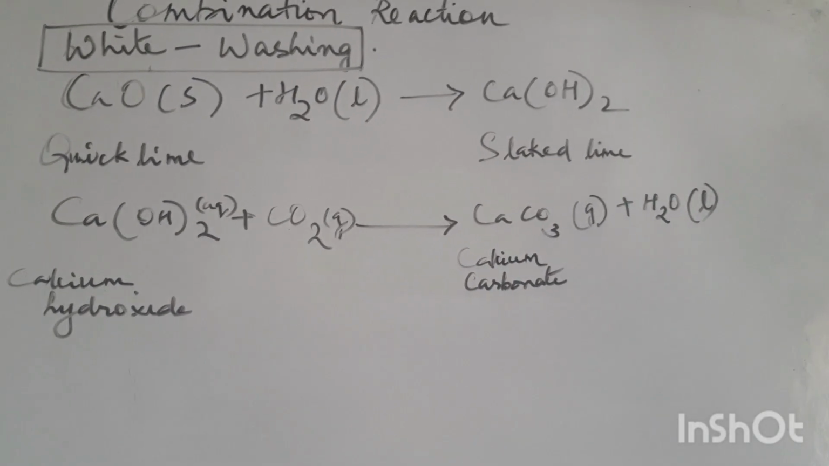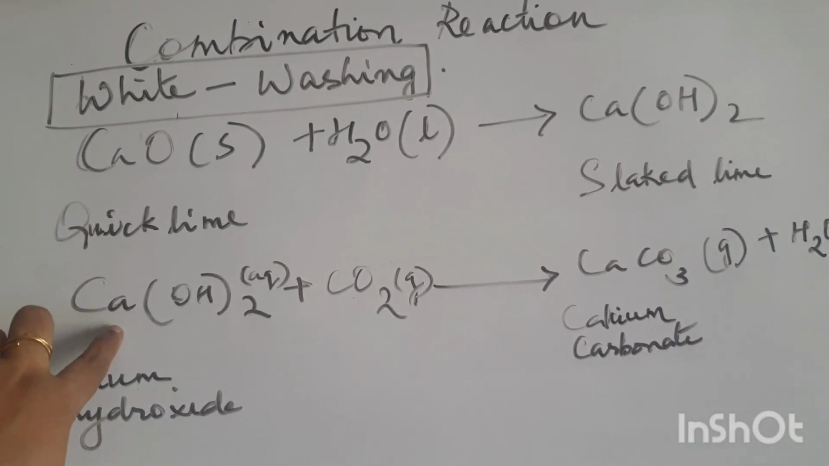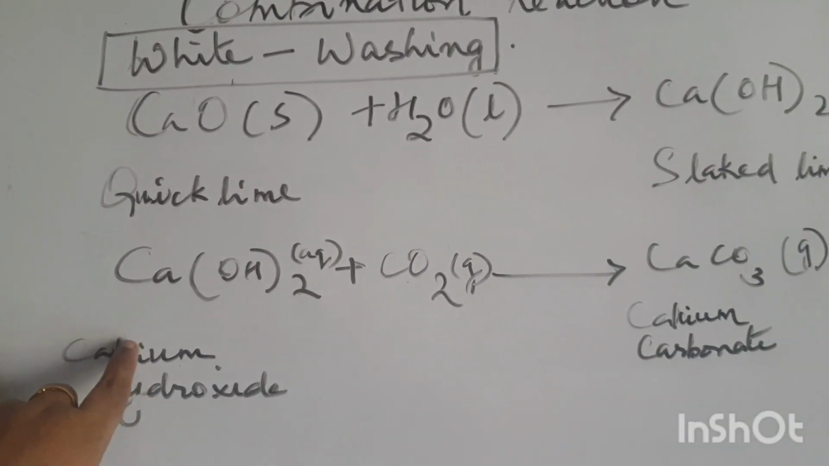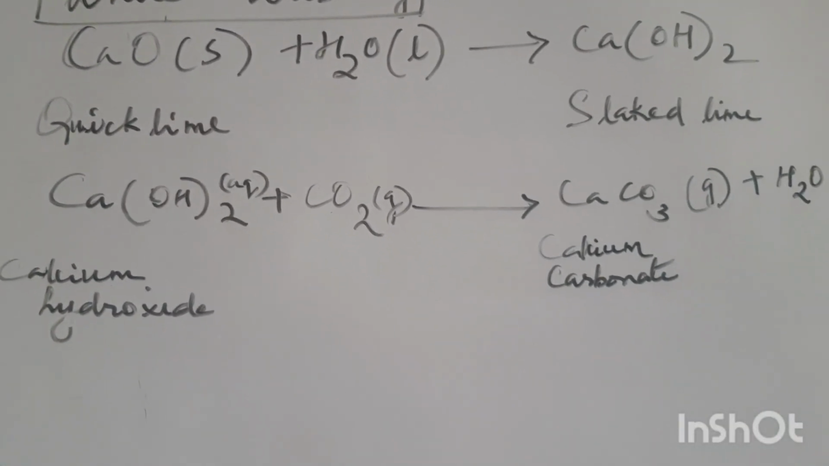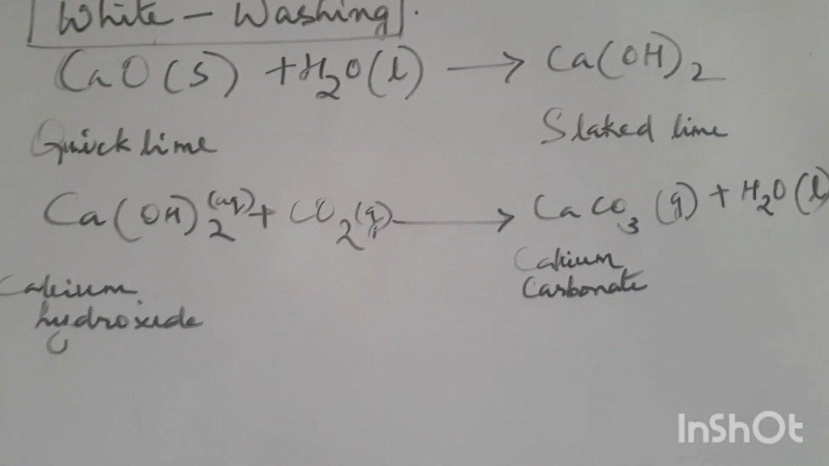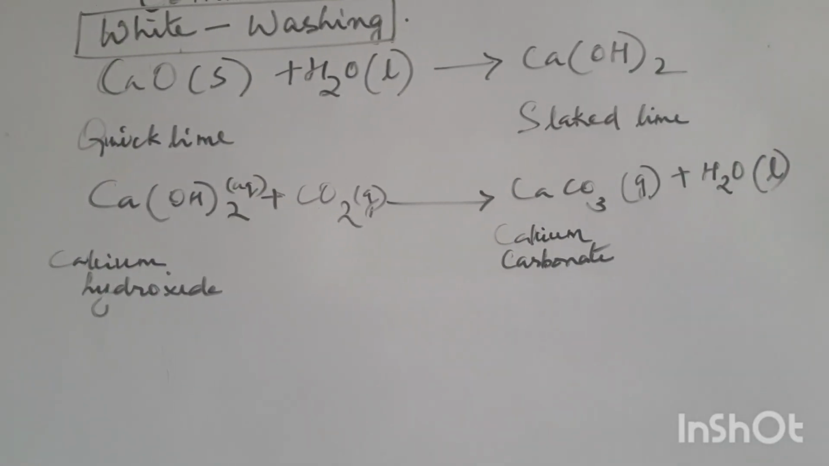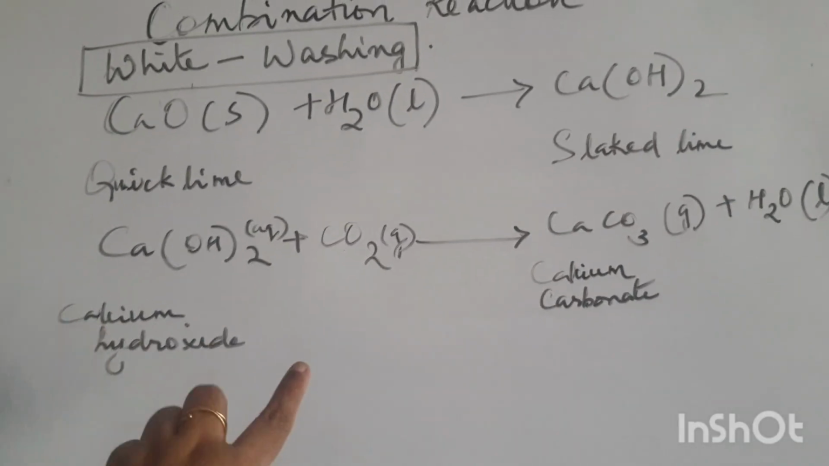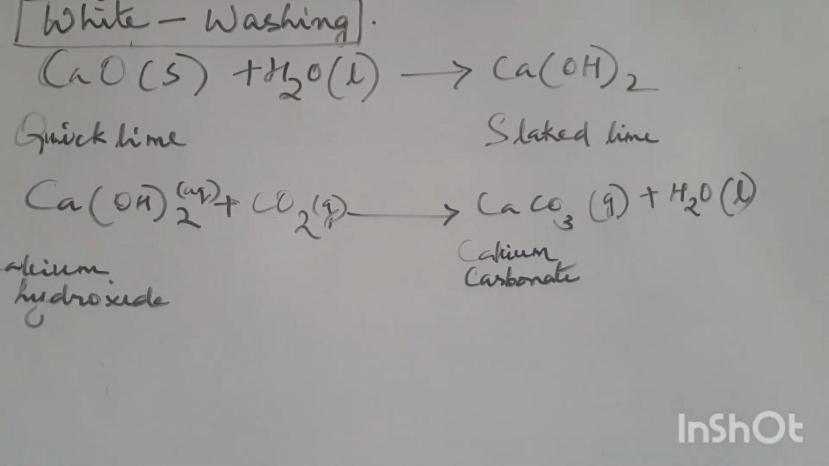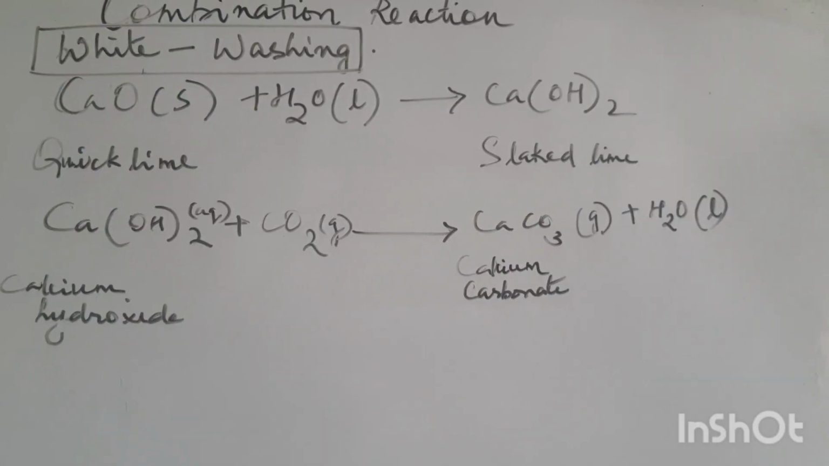Now what they do is they whitewash on the wall. On the wall they give a coating of calcium hydroxide, that is in aqueous state. You can write the state over there, aq. So what happens is that in the atmosphere there is a large amount of carbon dioxide, and this carbon dioxide reacts with calcium hydroxide to form the solid mass, that is calcium carbonate and water.